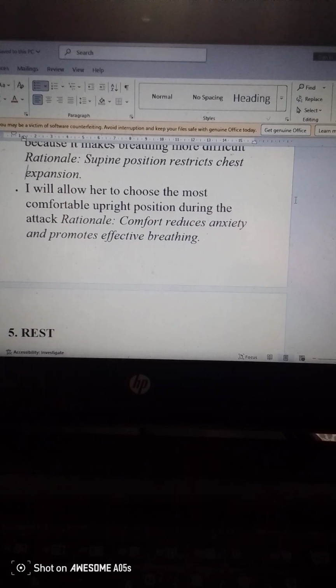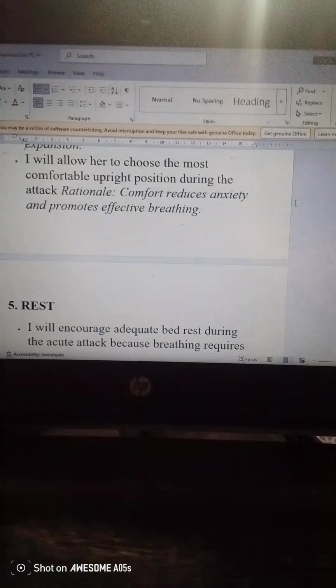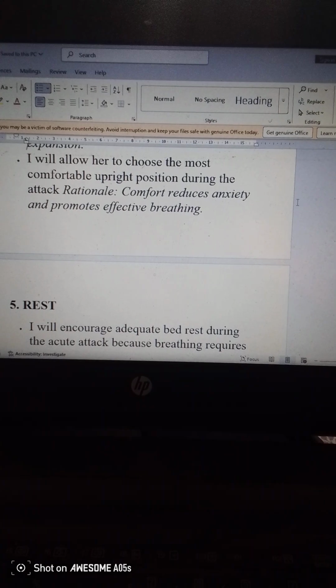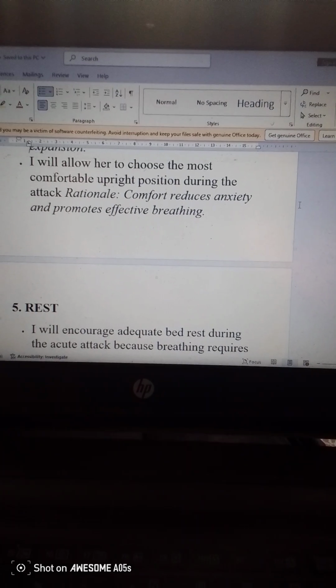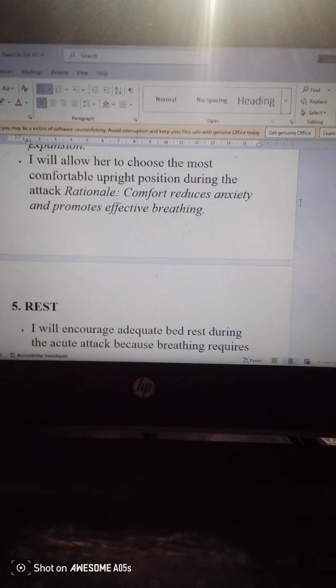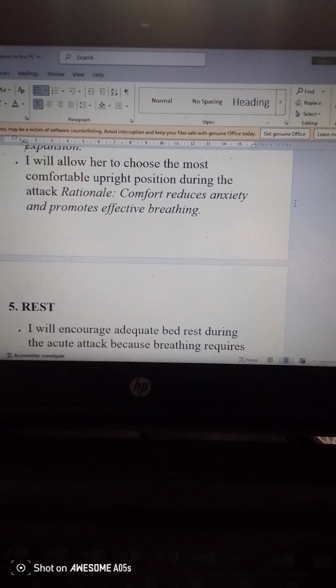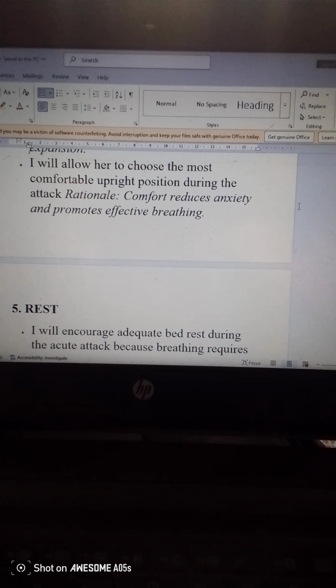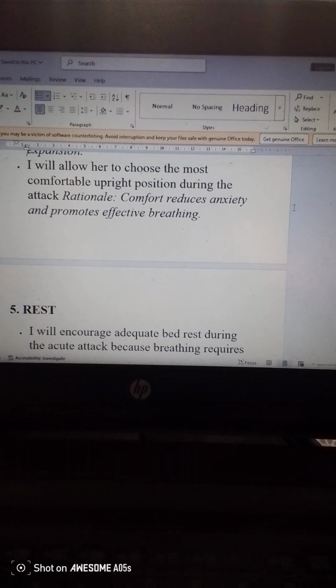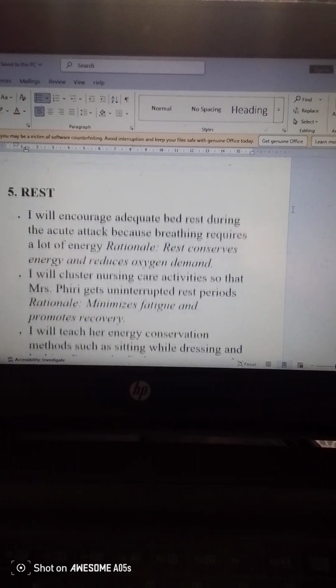The other point under position is I will allow her to choose the most comfortable upright position during the attack. So the main rationale here is that comfort reduces anxiety and it also promotes effective breathing. So we are done with positioning. Let us now look at rest.